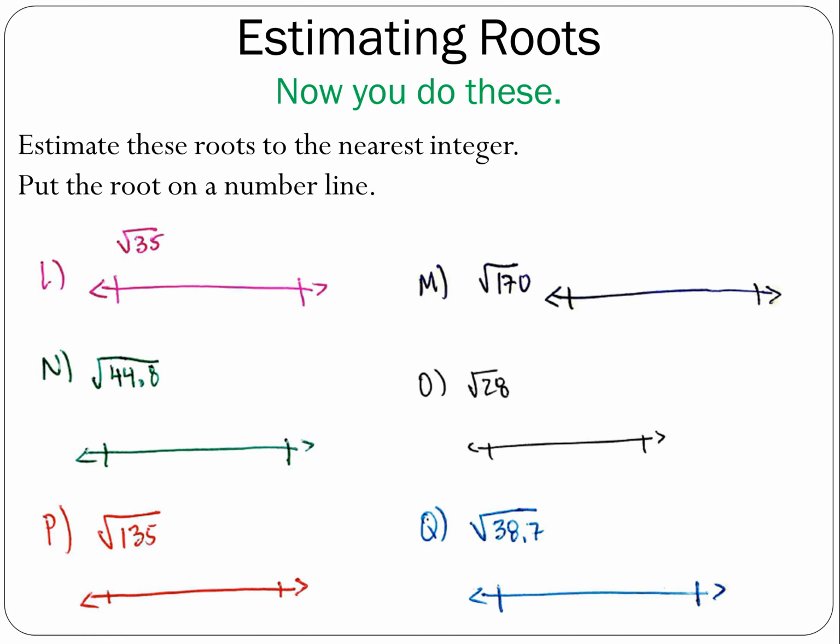So let's take a quick look at L. So 35, 6 times 6 is 36, so 5 times 5 is 25, and so I have the numbers between 5 and 6.